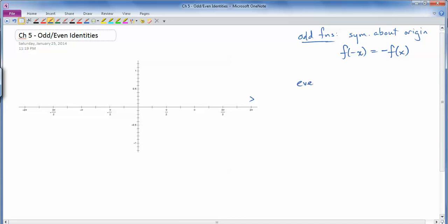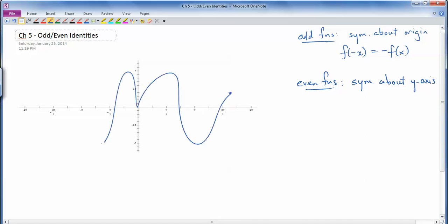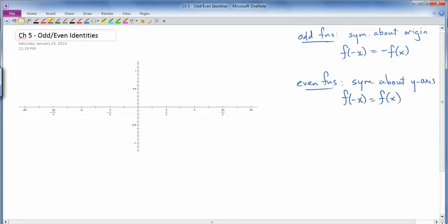And then even functions, those have symmetry about the y-axis. So if I had some function that did this, then I'd need some function that does the same thing on the other side, just a mirror image across that. That doesn't look like a mirror image, but you get the idea. And so those have the property, if I plug in negative x, it's exactly the same y value as if I just plug in x.